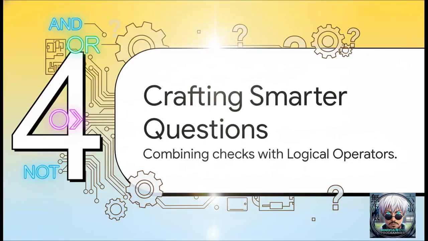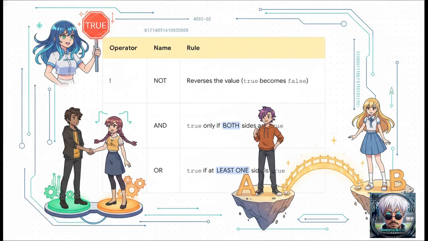So checking one thing at a time is great, but the real power comes when we start crafting smarter, more complex questions. And we do this by combining our simple checks using what are called logical operators. There are really just three main ones you need to know. First, there's not, that exclamation mark. It just flips a Boolean value. True becomes false, false becomes true.